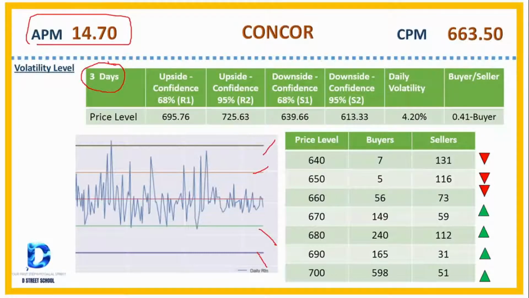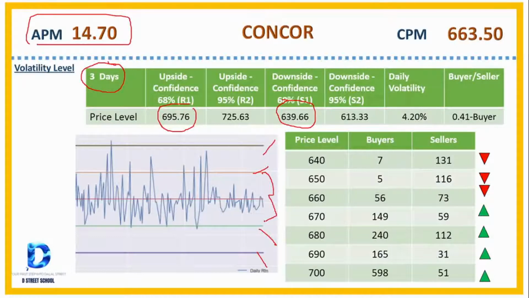Let me explain. This is a 3 day volatility, which means the next three trading sessions, which will start from Monday to Wednesday. I can tell you I am 68% confident that over these 3 days, the volatility of Concur would be from 639 rupees to 695 rupees. So this is the range. I can tell you 68% confident Concur will trade within it.